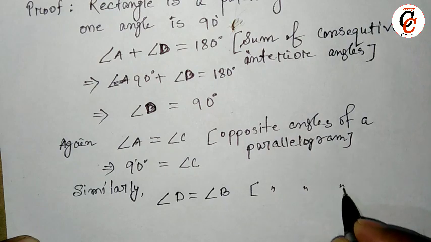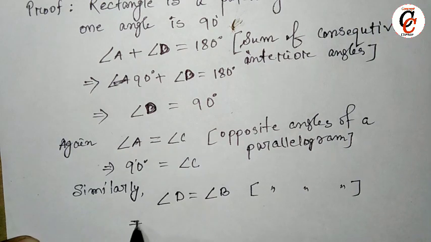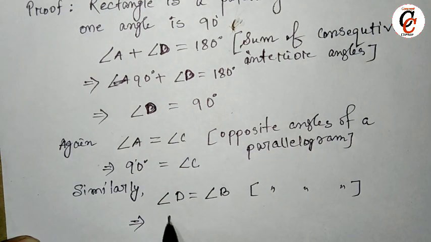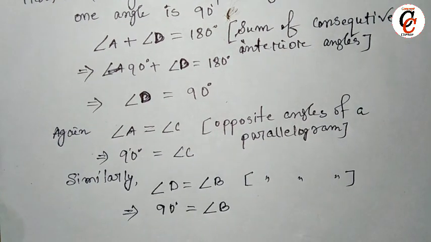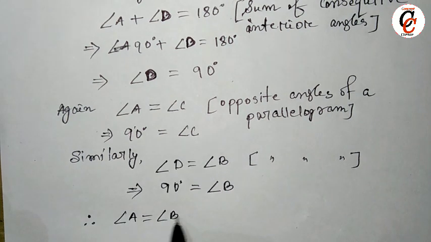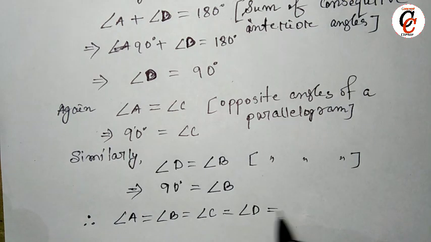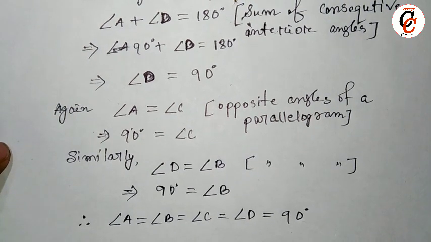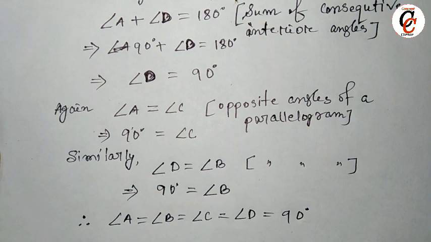Opposite angles of a parallelogram are equal, so angle D is 90 degrees. We have proved that, and angle B is also 90 degrees. That means all the angles, angle A, angle B, angle C, and angle D, are 90 degrees. This one we have to prove. We'll see the next one.